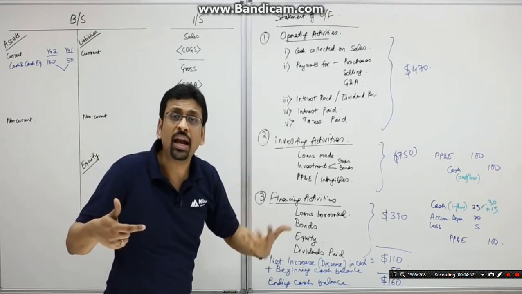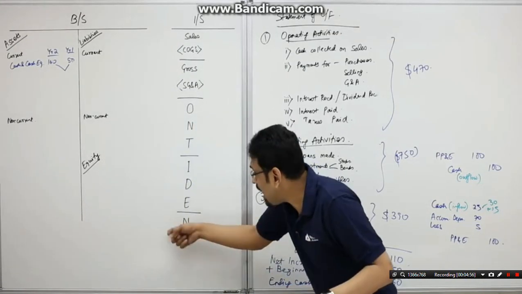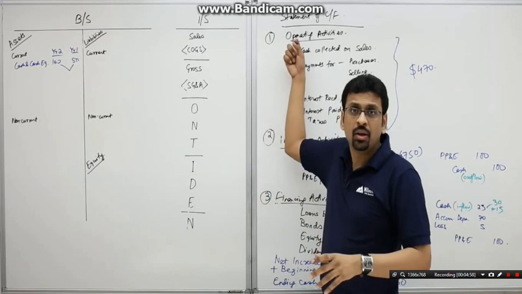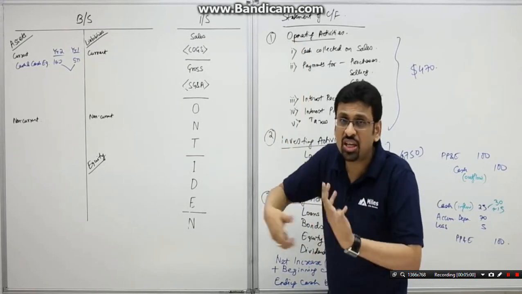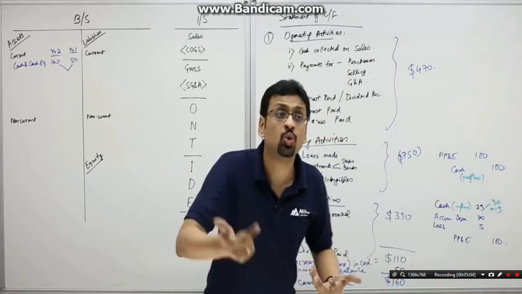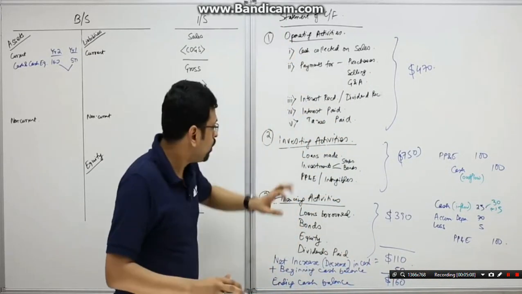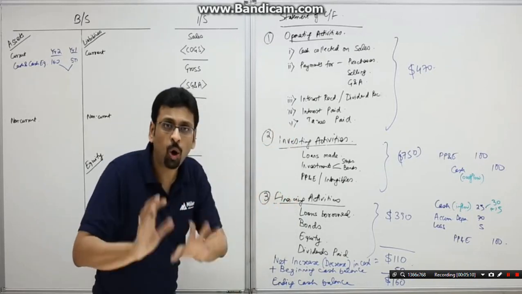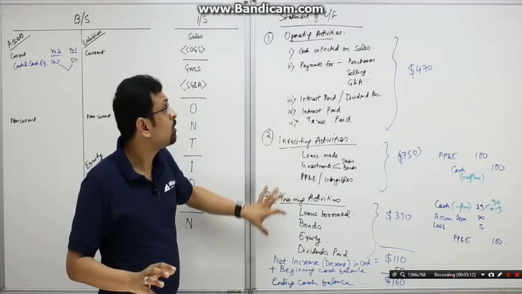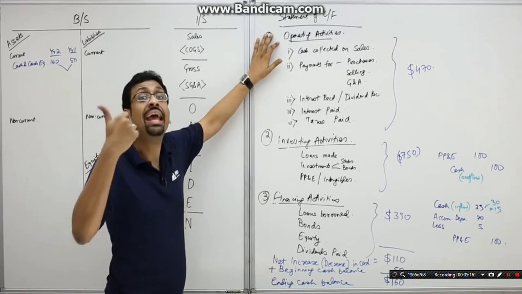Now, in the indirect method, it's more like a reconciliation approach where you start with the net income number on your income statement and you make a few adjustments to get to the net cash provided or used by operating activities. So guys, once again, for investing and financing activities, always use direct method. For operating activities, you could use direct or indirect method.